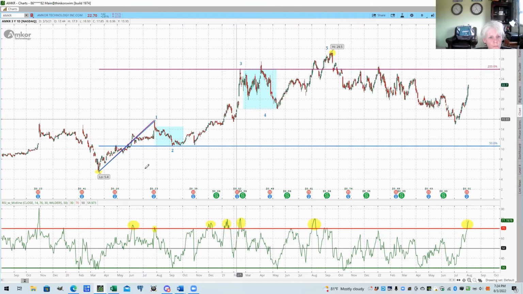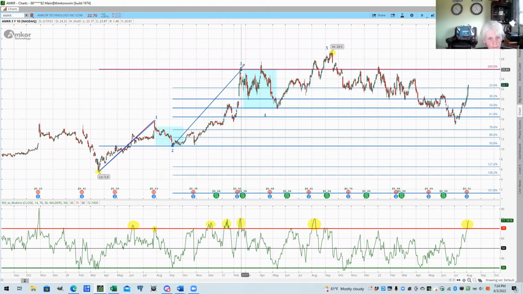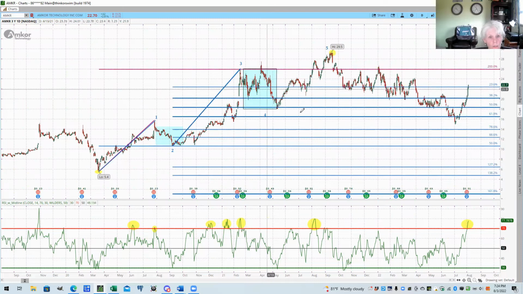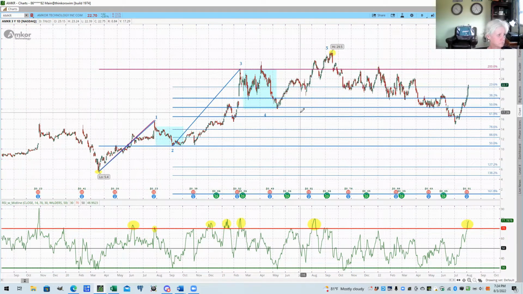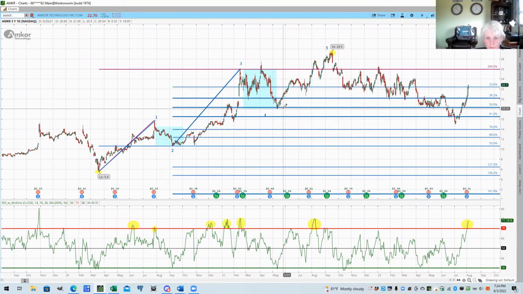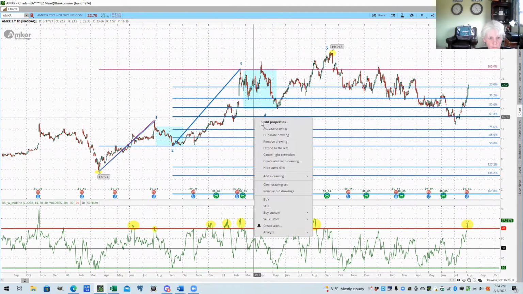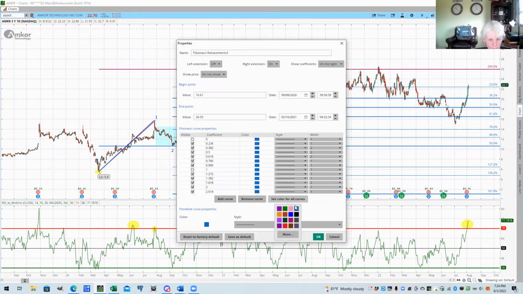Okay, here's wave 4. For wave 4, again use the fib. Now we start at 2 and go to 3. Wave 4 can be 38.2%, 50%, or 61.8% of 3. Here it is, it's 50%. Get rid of all this again.